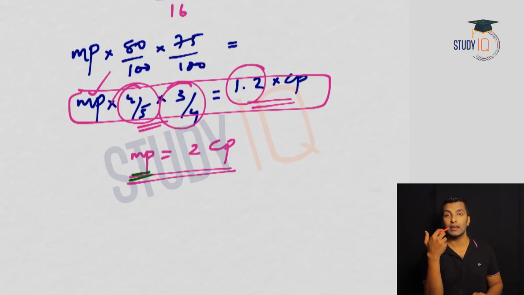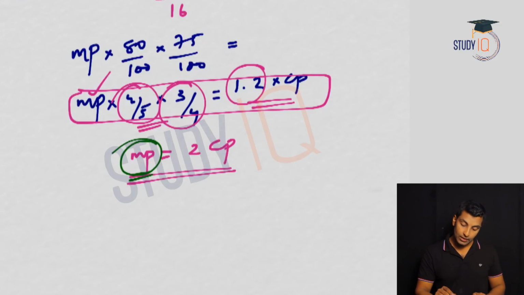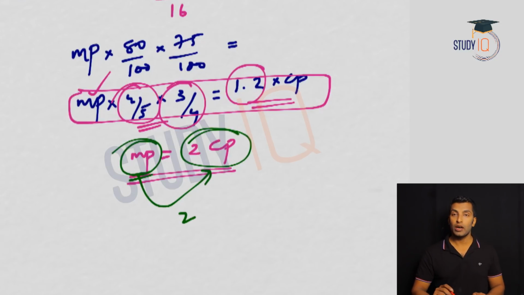What they're asking us is: what percent above the cost price is the marked price. Marked price is 2 times the cost price. That means the multiplication factor is 2. How will you find the percentage faster? 2 minus 1 is 1, add 2 zeros, 100%.